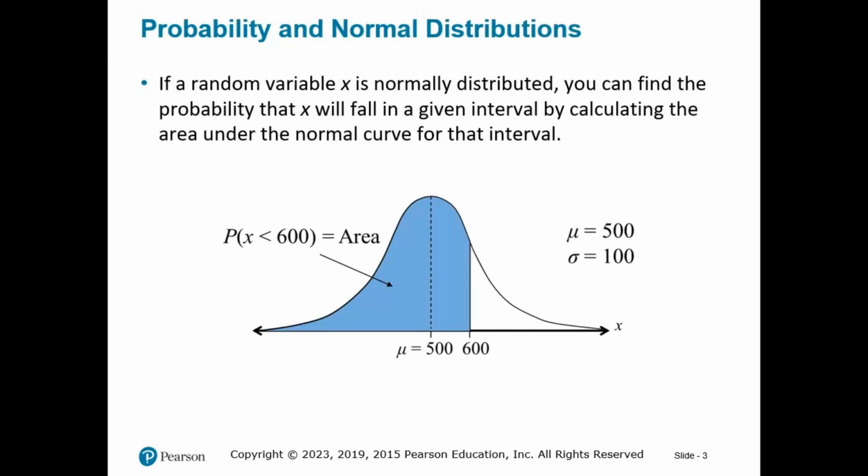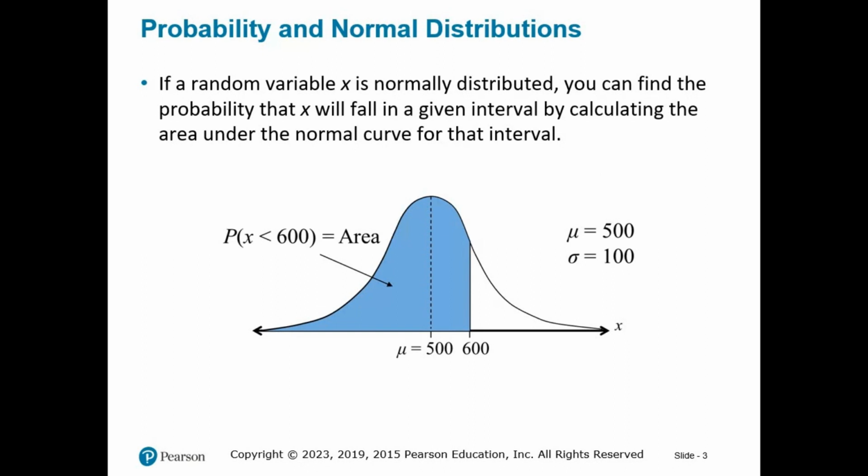If a random variable x is normally distributed, we can find the probability of x being within a certain interval by calculating the area under the normal curve for that interval. Let's say that we have a normal curve with a mean of 500 and a standard deviation of 100. Finding the probability that our random variable x is less than 600 would be the same thing as finding the area to the left of the value x at 600 under that normal curve. The probability of x being in that interval is the same thing as finding the area that we have shaded in blue there.